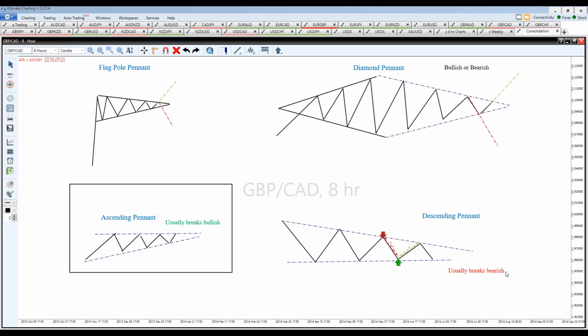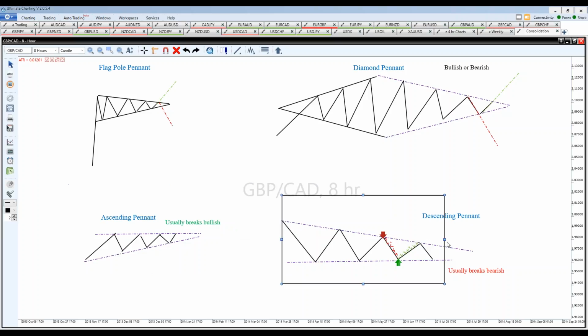The same principle applied in the opposite direction will be the case of the descending pennant. The descending pennant takes place when the market creates equal levels of support and lower levels of resistance. The market is forming lower highs and equal or similar lows. Again, this has a higher probability of breaking out bearish.